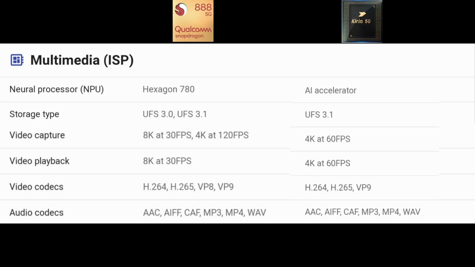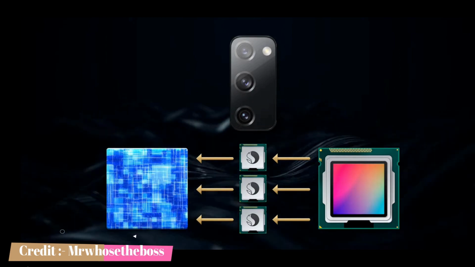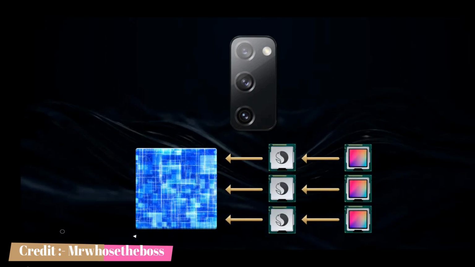Moving towards the multimedia, that's the ISP and such. The neural processor unit on the Snapdragon is the Hexagon 780, and the neural processor unit on the Kirin 9000 is the AI accelerator. The storage type on both of these is UFS 3.1, and video recording is where there is a major improvement with the Snapdragon processor. You can record 8K videos, but you cannot record 8K on the Kirin processor, and you can record 4K at 120 FPS on the Snapdragon, but you can just record 4K 60fps on the Kirin 9000 series.